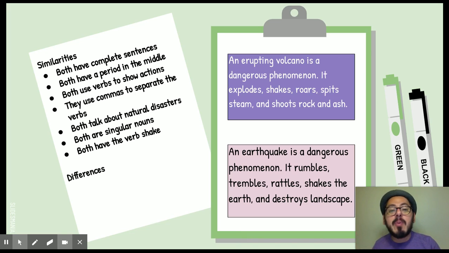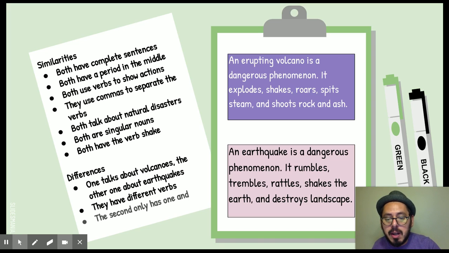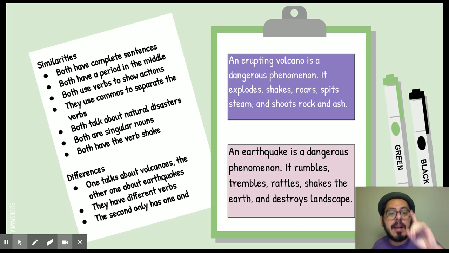All right. And then we have the differences. There's not that many because I kind of copied one from the other. So let's see. One talks about volcanoes, the other one talks about earthquakes. All right. They have different verbs. Okay. And the second only has one word and. Okay. Do you get the same things?